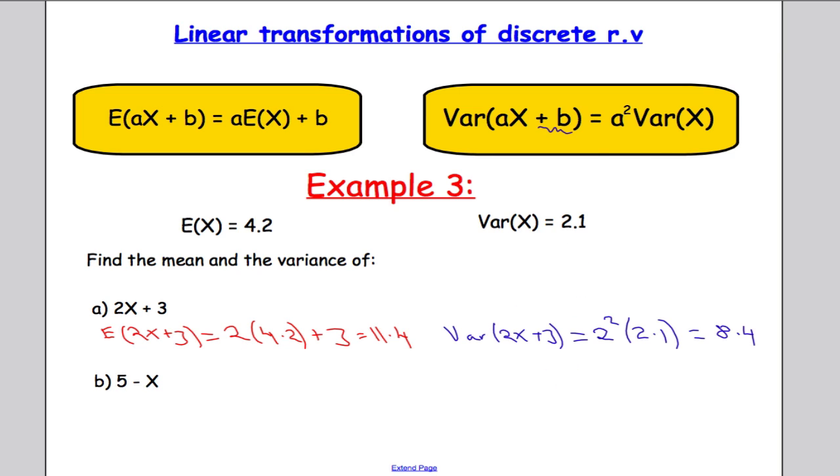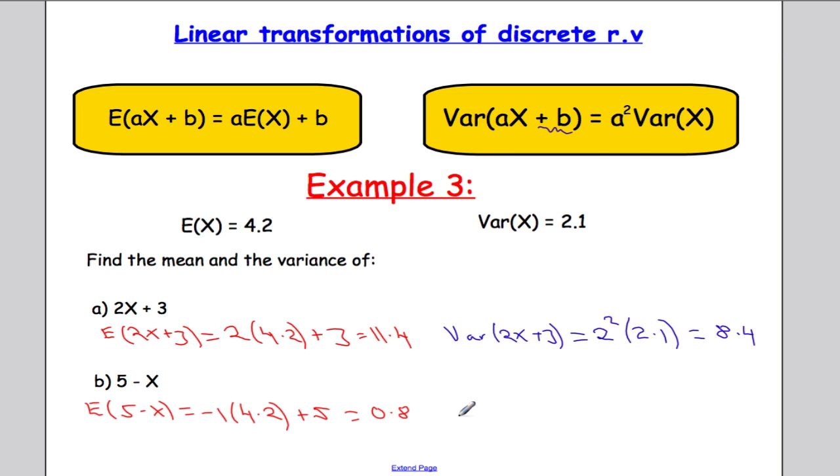Right, let's do another quick example. 5 minus x. So I'm looking for the expected value of 5 minus x, which is going to equal, a in this case is minus 1. So it's minus 1 times 4.2 plus b, and b in this case is 5. And minus 1 times 4.2 is minus 4.2. Minus 4.2 plus 5 is 0.8.